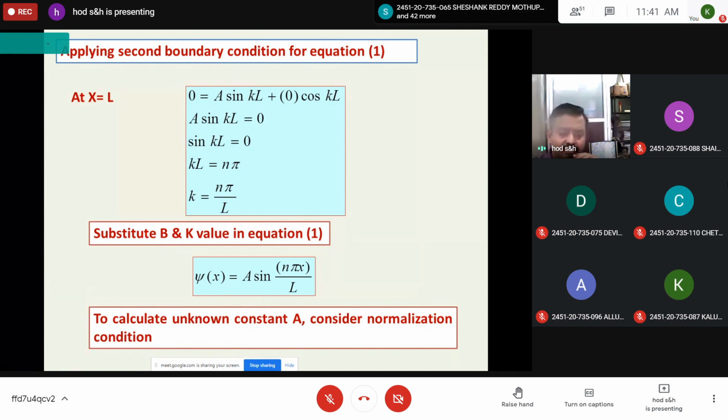Hence, the equation becomes psi of x is equal to A sin n pi x by L. This is the wave function associated with the particle in the one-dimensional box of length L. Now you should evaluate the constant A. Clear?